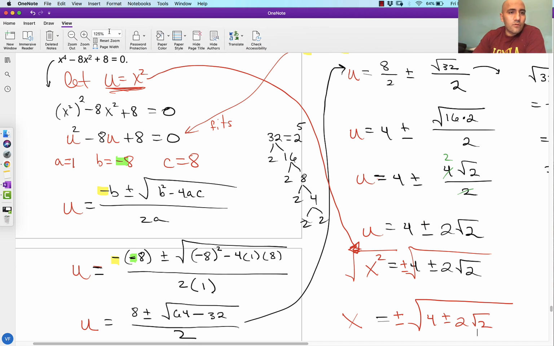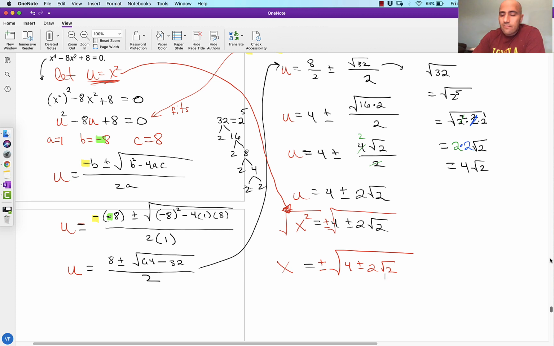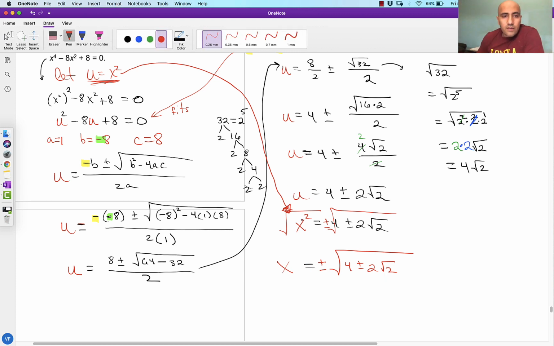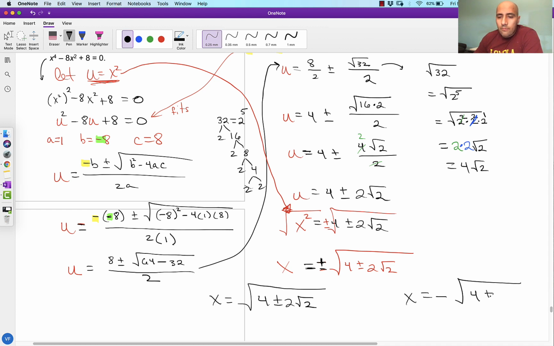So we have several options here. This leads to several possibilities. First of all, the outer layer of plus or minus leads to 2 possible answers. So I get x equals 2 root 4 plus or minus 2 root 2. Okay, that's one route. The other route is that x equals negative root 4 plus or minus 2 root 2. And then each one of these leads to 2 possible answers.